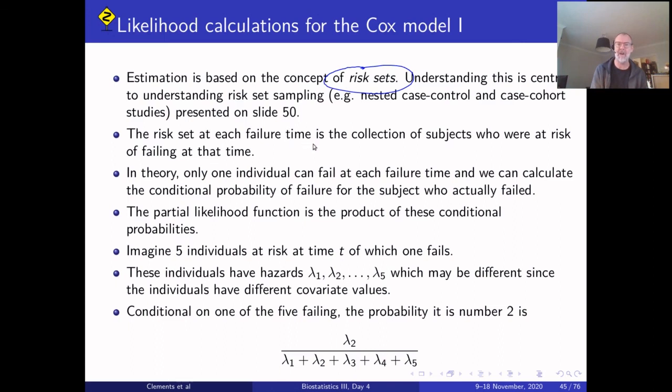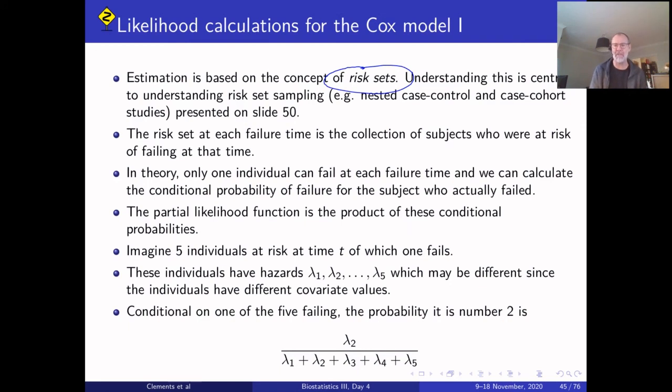So the risk set at each failure time is the collection of subjects who were at risk of failing at that time. In theory, only one individual can fail at each failure time, and we can calculate the conditional probability of failure for the subject who actually failed. And the partial likelihood function is the product of these conditional probabilities.